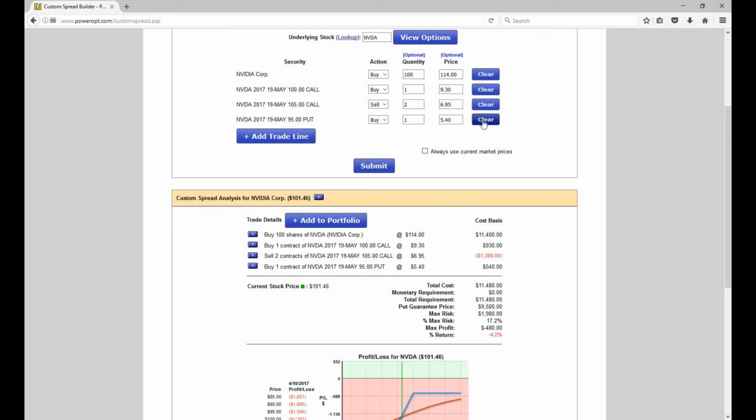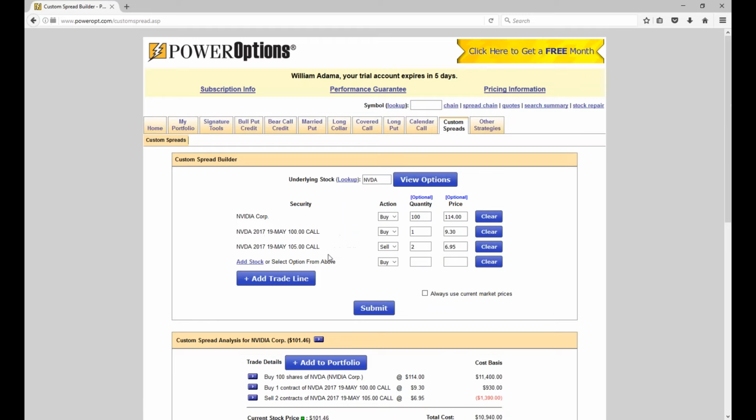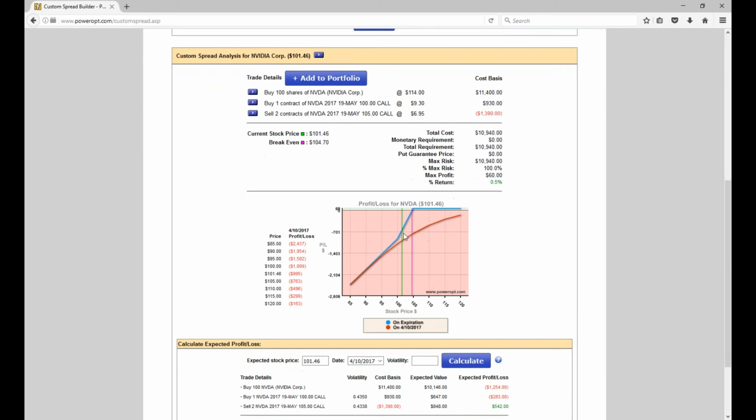So you're right, it is a drawback. The stock repair doesn't, but the downside, if you add a protective put, in this case if the stock continues down, you may still be in a position where you could lose in both directions.